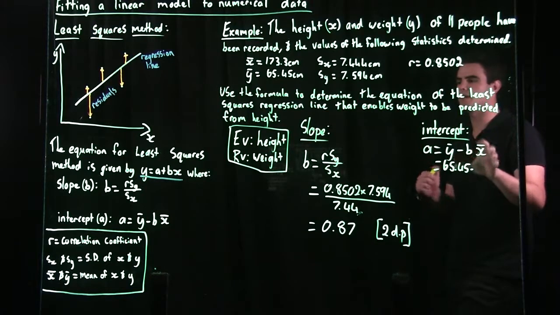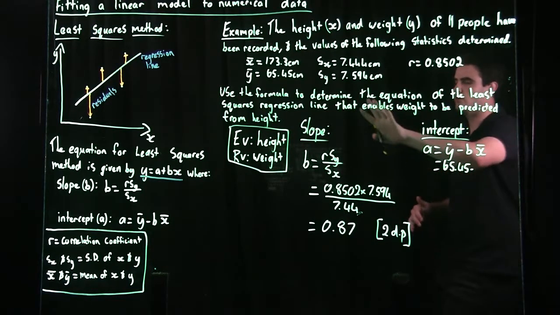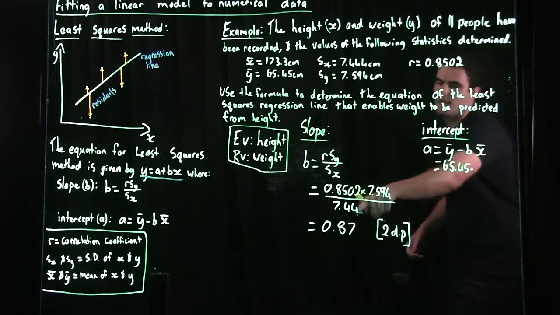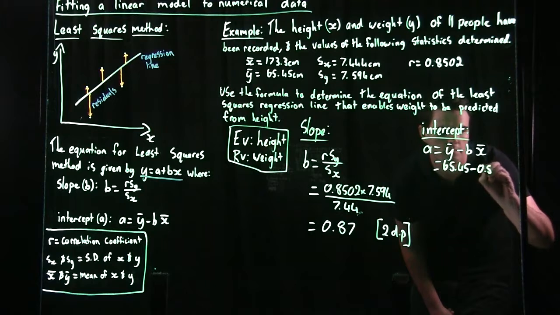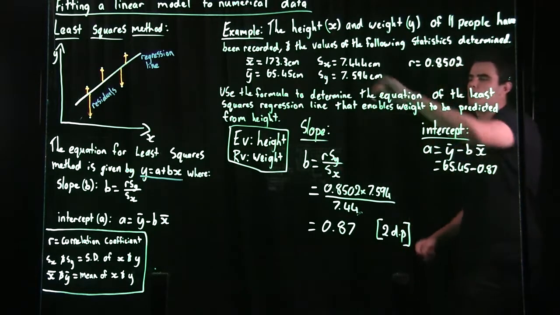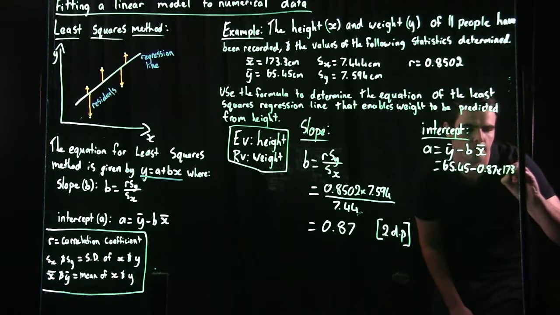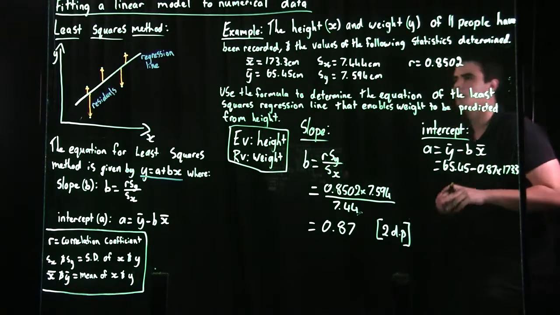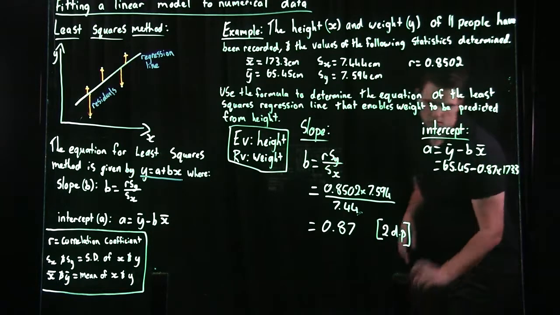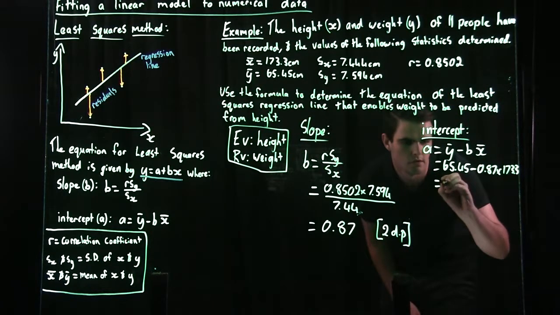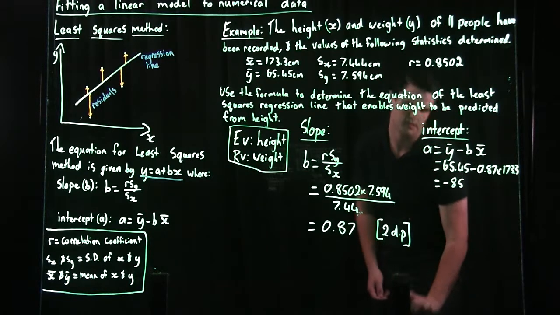This is the main bit that might confuse you. If you need this explained, just go over it. So first you need to calculate the slope. Now I can put this in. So I've got my b, and I multiply that by the mean of x. And I can put that in my calculator. Once I put that in, I get negative 85 as my answer.